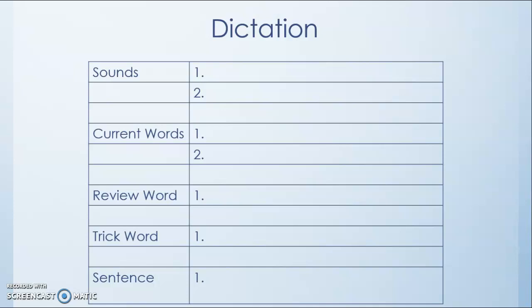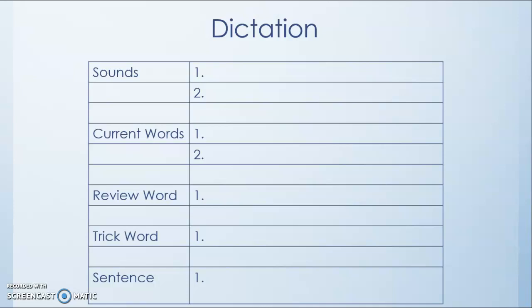Ow. Second sound is. The third, now going to current words. First word is wishes, wishes. Now, if you pause it, you can just hit the space bar to pause it, or you can pause it on your screen. Second word is dented.